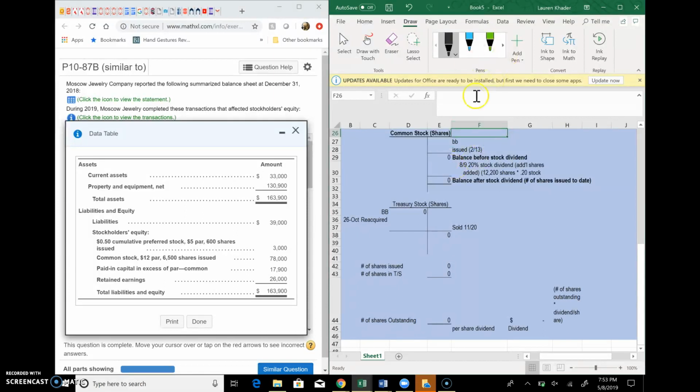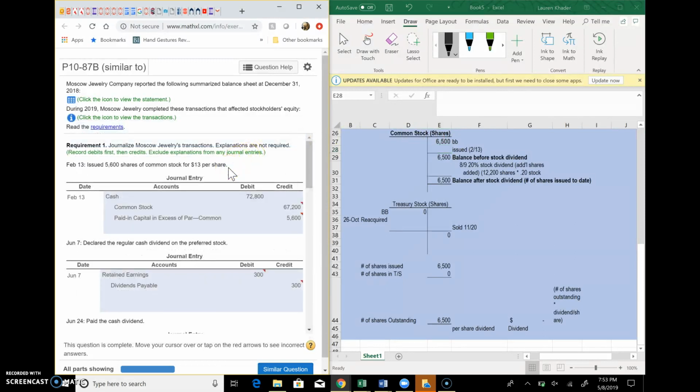And you're going to start with the beginning balance, which is given to you in the balance sheet. So in this particular case, it's 6,500 shares. So I'm just going to plug this in here. I don't care about the dollar amount as much as I care about the shares for this one.